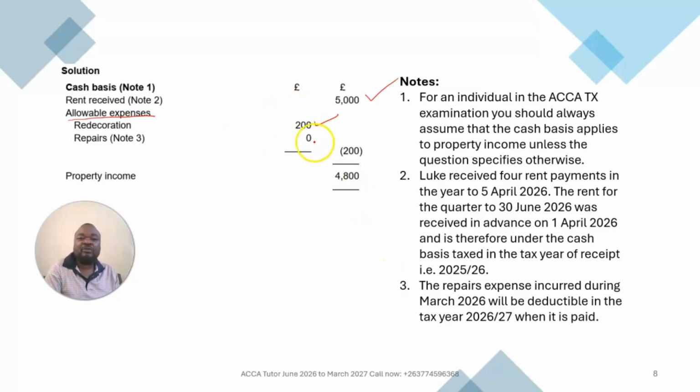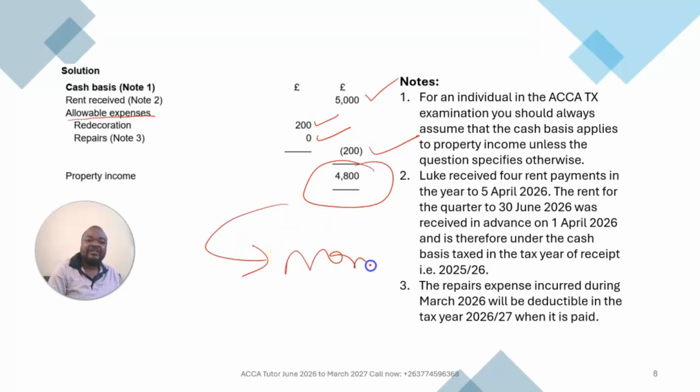So this is why we are going to put a 0 here. We're not going to deduct them as of now, but later on. So the total allowable expenses are £200. So the property income is going to be 4,800, and that is the amount we are going to take to the non-savings income computations. Remember the non-savings income computations, please refer to our initial video, which is also available on this YouTube channel.